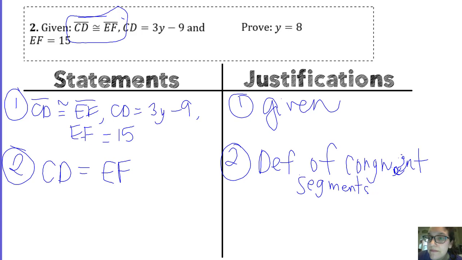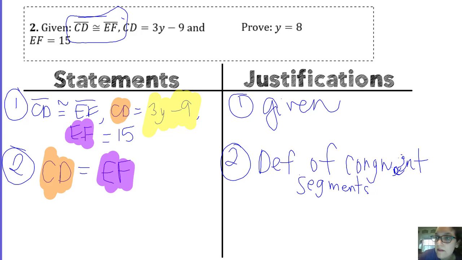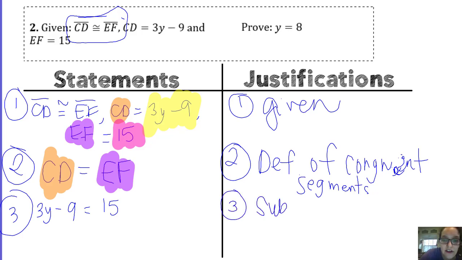Okay, now I have CD, 3y minus 9, EF, and 15. I have 4 terms: the orange one, the yellow one, the purple one, and the pink one. CD, EF, 3y minus 9, and 15. Remember, 3 terms is transitive, but with 4 terms you're going to use substitution. So my next statement is I'm going to swap the 3y minus 9 in for CD, and swap the 15 in for EF. When you're swapping stuff, plugging stuff in, that is substitution. And notice I used 4 terms, not 3. So when you have 4 terms, it's the substitution property.